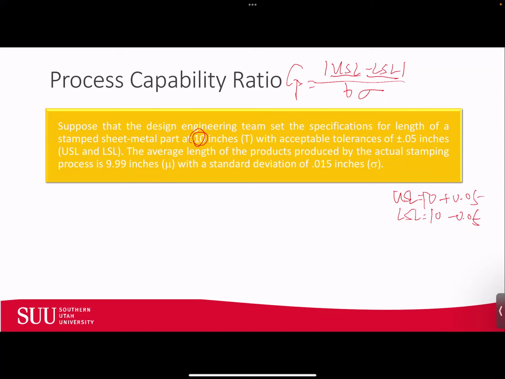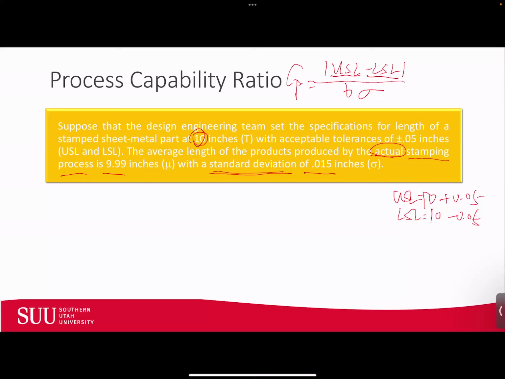Okay, so let's unpause here. The 9.99 is what we call the actual setting of the process. Your target is 10, but once you collect all the information, you find the average actual is 9.99. So 9.99 is the actual average of the data you collect. It's not the sigma. Sigma is the standard deviation, so the standard deviation is 0.015.